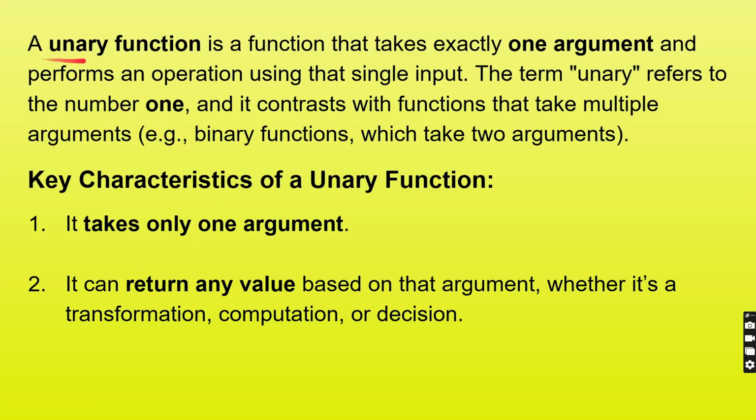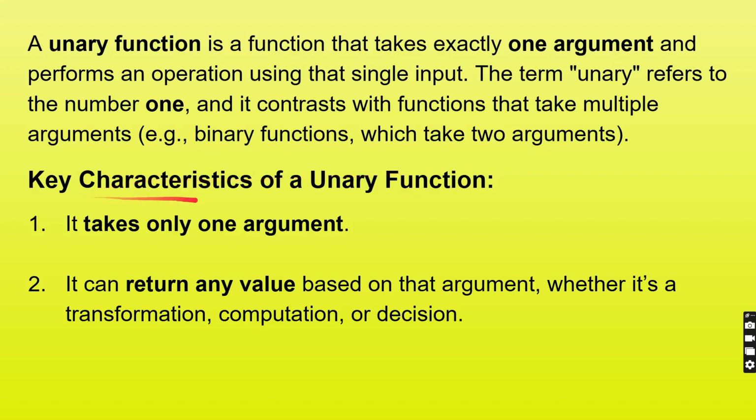A unary function is a function that takes exactly one argument and performs an operation using that single input. The term unary refers to the number 1, and it contrasts with functions that take multiple arguments. Example: a binary function takes two arguments.